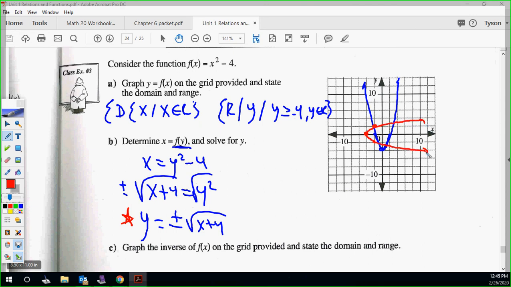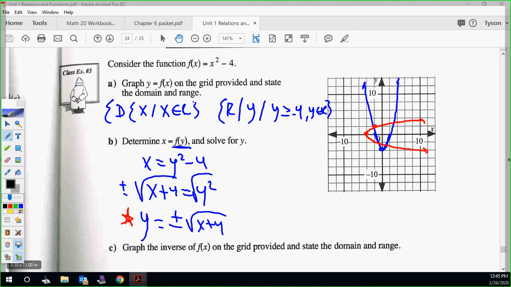That's the inverse. Okay. And the inverse is domain and range. We can just cheat, yeah? It's this flipped.